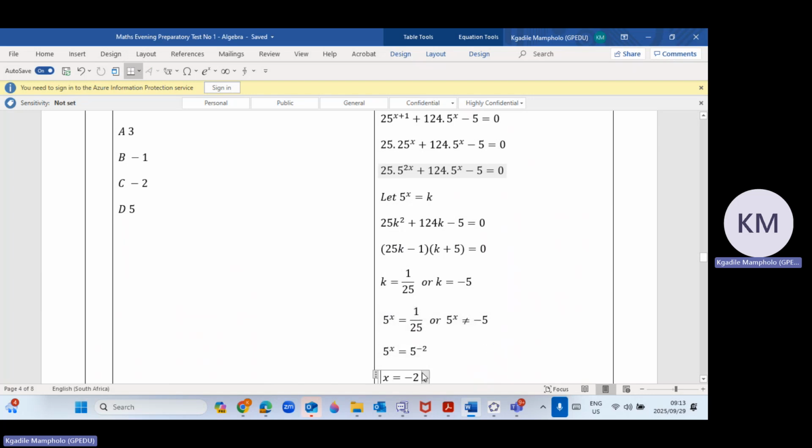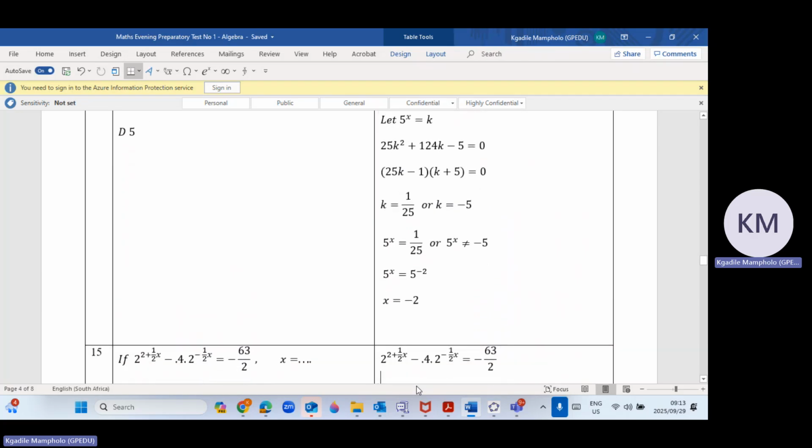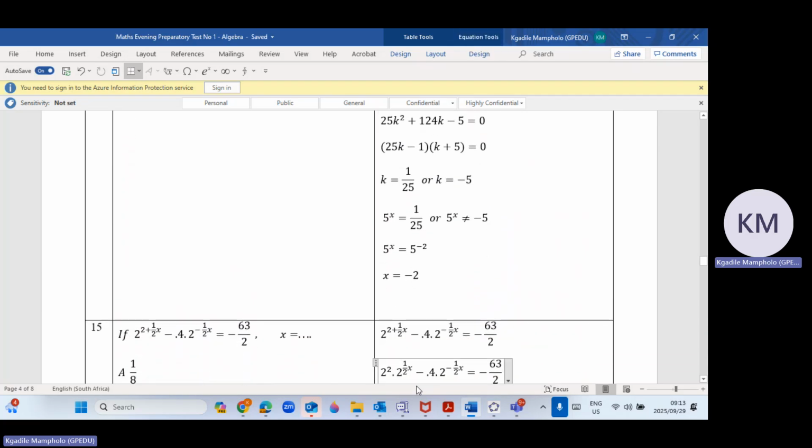Here you change 1 over 25 to be 5 to the power negative 2. Or if you don't want to change it, you can just use the log to say x equals log 1 over 25 base 5. You'll get the same answer. Then x will be negative 2, then C will be the correct option in this case.